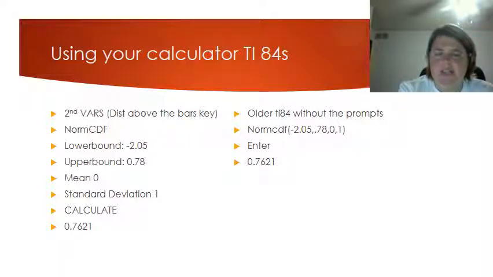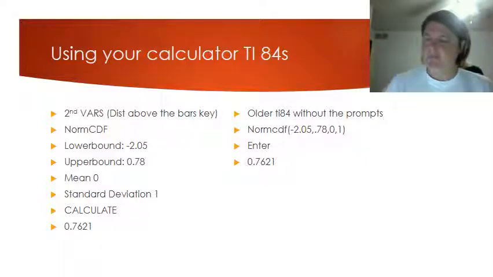If you have an older TI-84 or a TI-83, then you will follow the same instructions, but you will not have the prompts like the lower bound, upper bound, so you'll have to use parentheses, and you'll have to know that the lower bound is negative 2.05, 0.78, and then 0 and 1. And then hit enter, and it'll give you the area. So, of course, we will go over this again tomorrow. But I really wanted to make sure that you tried this on your own to see if you can do it and go from there. All right, let's continue.